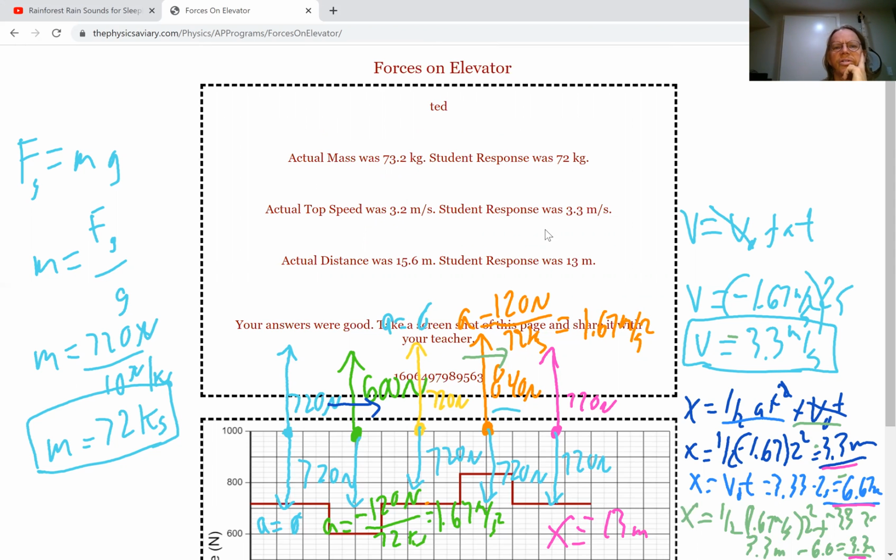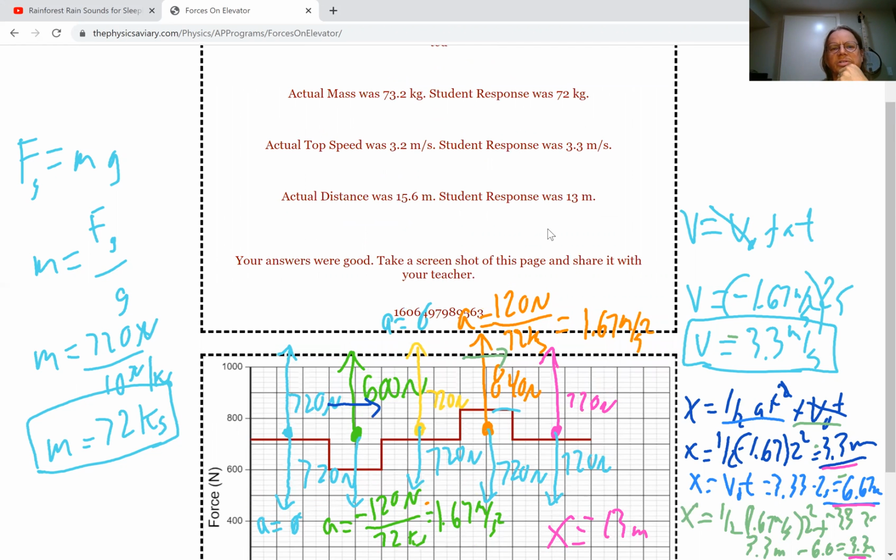My answers are good. So my mass was a little off because remember I didn't use the 9.8. That's why I'm a little off there. My top speed is 3.2 instead of 3.3. Once again, I rounded things, but it was still close enough. My actual distance is 15.6. You might say, hey, why the difference? Well, these little things that when I rounded off with 1 sig fig, it adds up and made it a little bit far off. But that was the correct setup and everything, and hopefully that'll help you figure out how you too could complete this task.